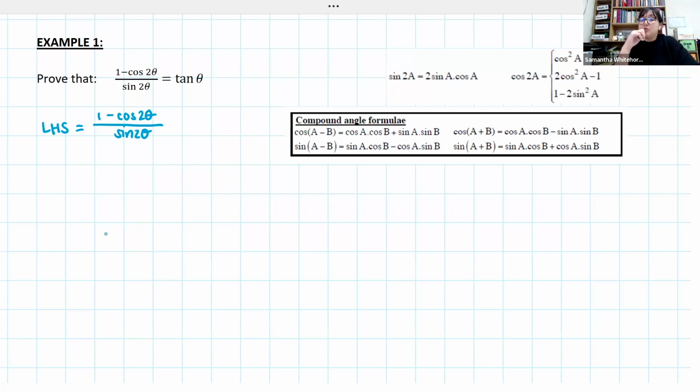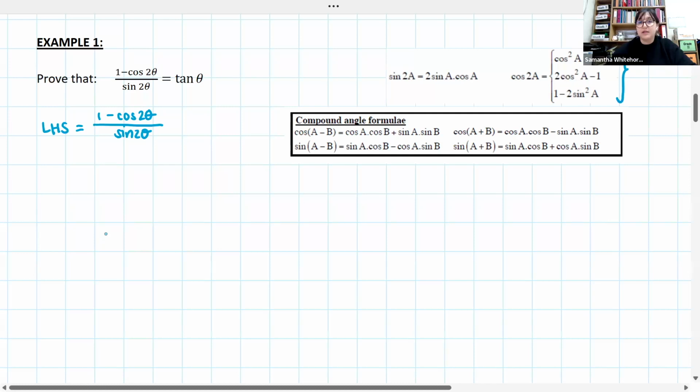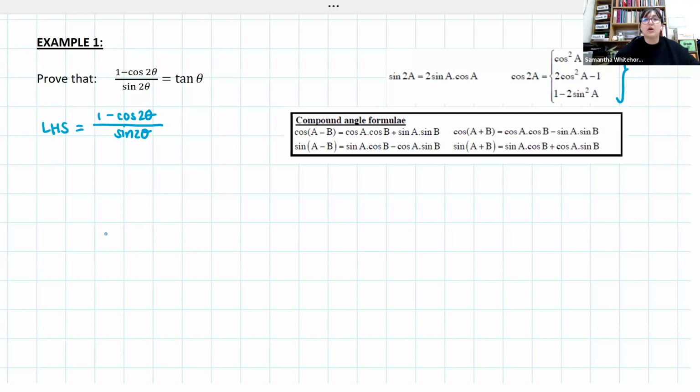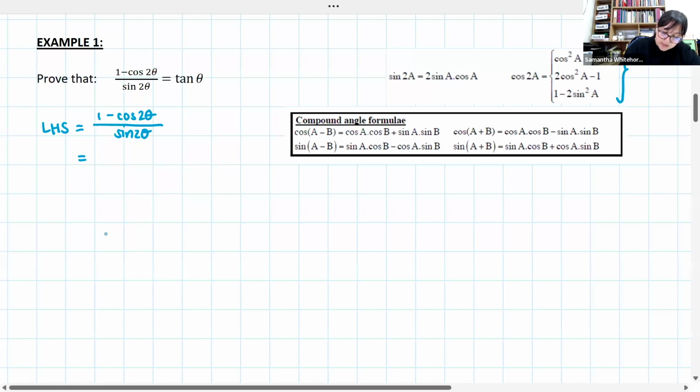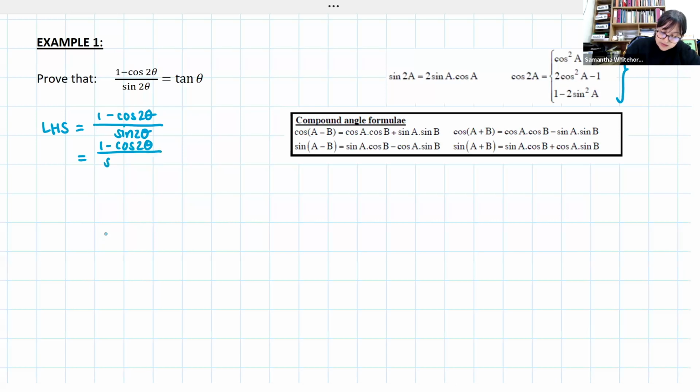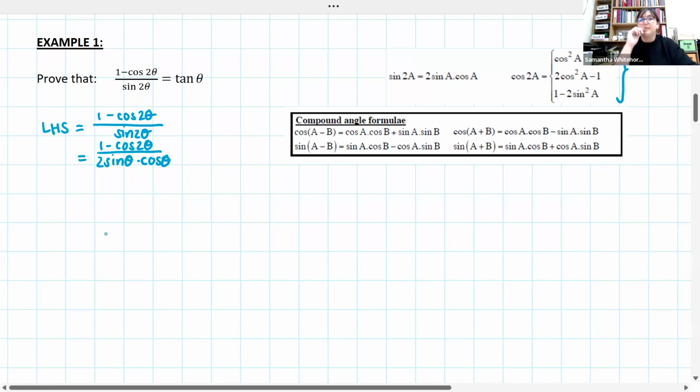All right. So as you can see, I've stated which side it is I'm going to manipulate, and now I'm going to go and do my cos 2 theta of a double angle. There are 3 potential formulas that we can work with. We don't know which one just yet we're going to work with. So what I'm going to do first is change the sine double angle because there's only one formula. I can't question it. I can't make a mistake. I can only change it to 2 sine theta cos theta. So that means I've got 1 minus cos 2 theta over 2 sine theta times cos theta.